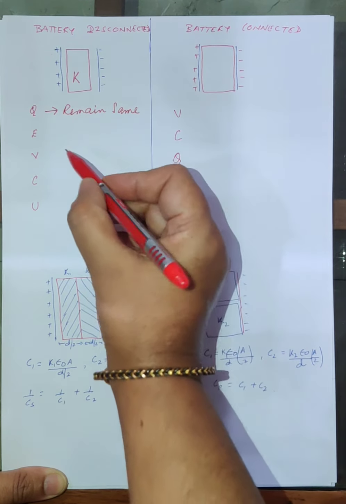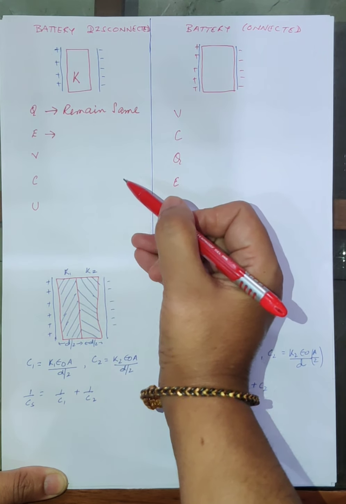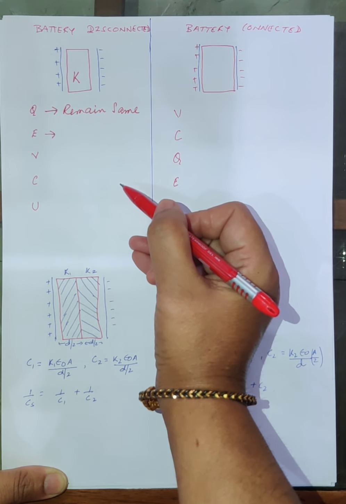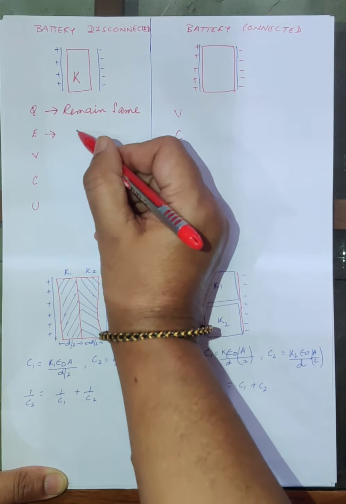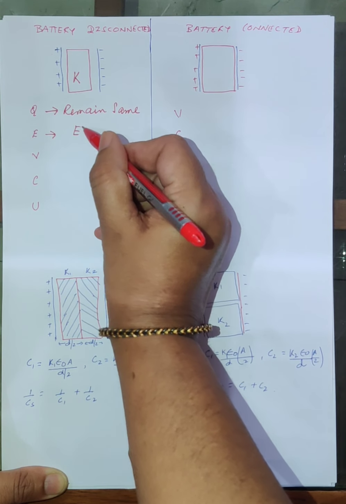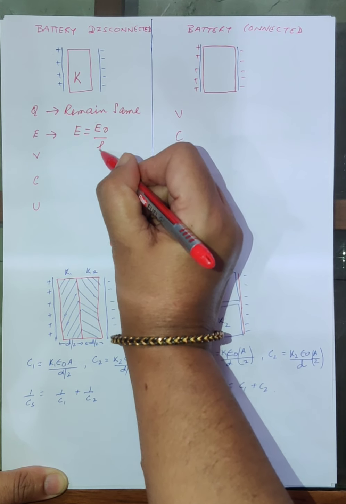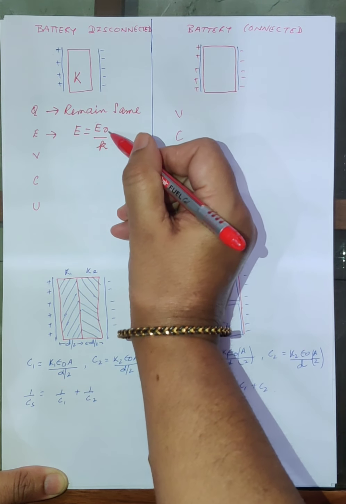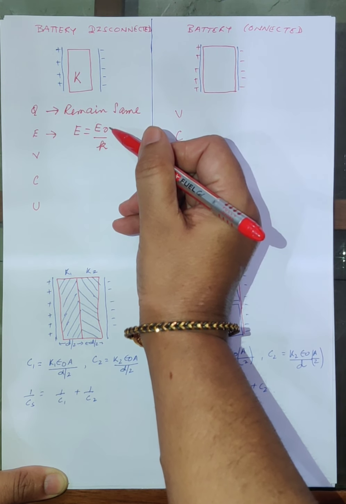Now the second part: what will happen to my E? We know that as the dielectric is introduced, due to polarization, the electric field gets reduced. So my E will be equal to E naught by K. That means my electric field will reduce. What is my E naught? E naught is the electric field when no dielectric is placed between the plates.